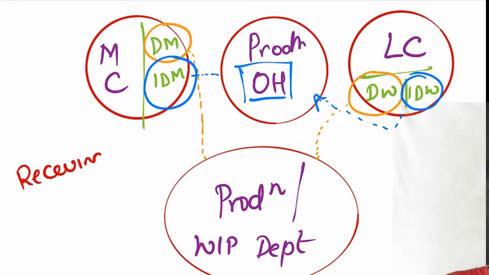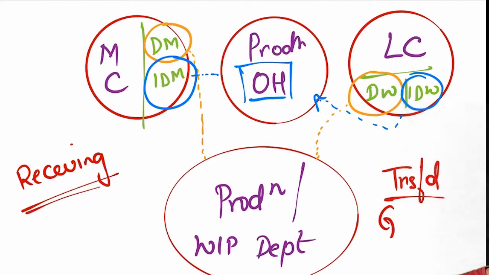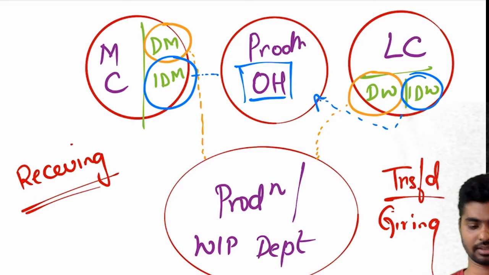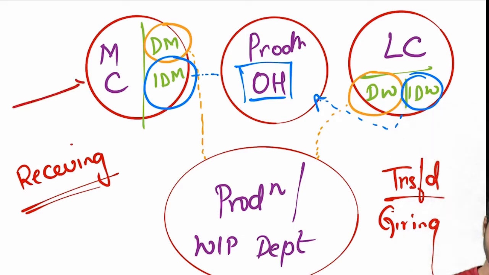Now, when I say that accounting is happening, I'll be focusing more on the department which is receiving it and from where it is getting transferred, or who's giving it. Is it fine? So when I say raw materials are purchased, the department which shall be receiving is my material control.